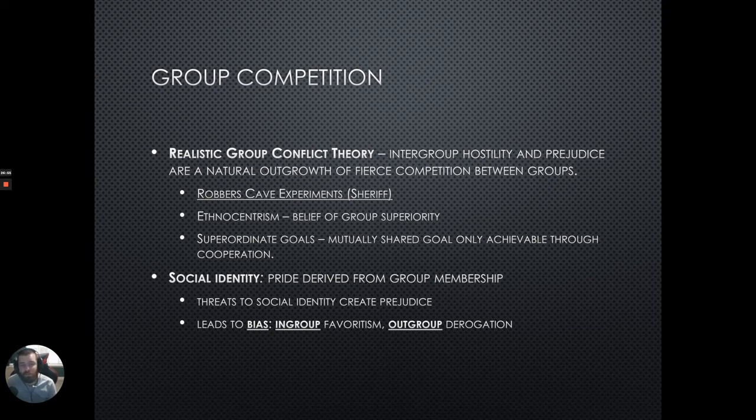Ethnocentrism is a belief of group superiority, so if you believe you're better than others because, say, you belong to a group of Caucasians or a group of Republicans or Democrats or rich people or poor people or whatever it is, if you have that belief of group superiority, then you are showing signs of ethnocentrism.